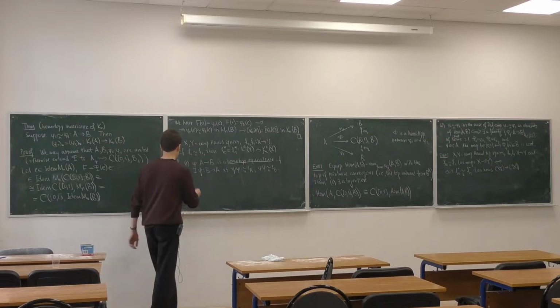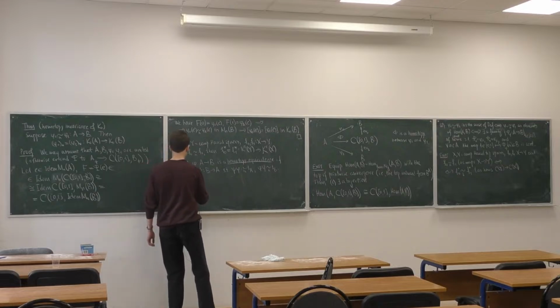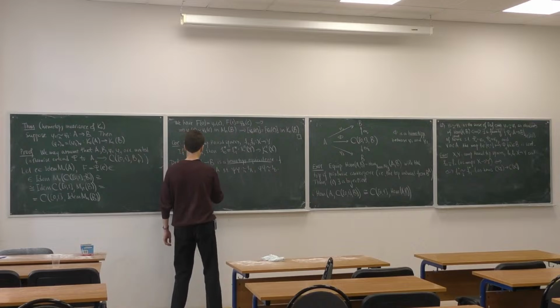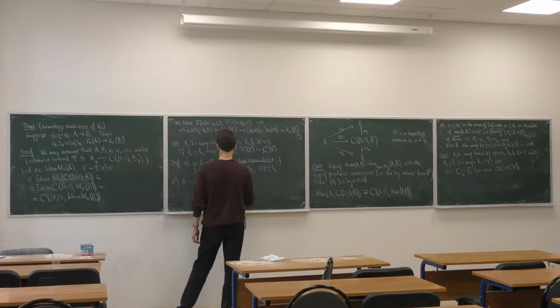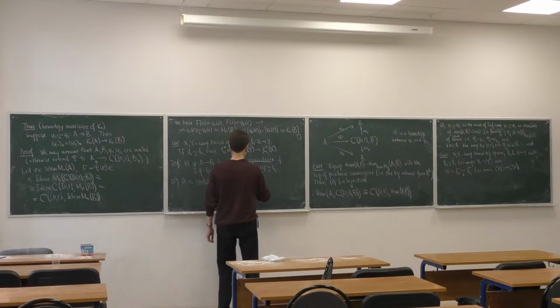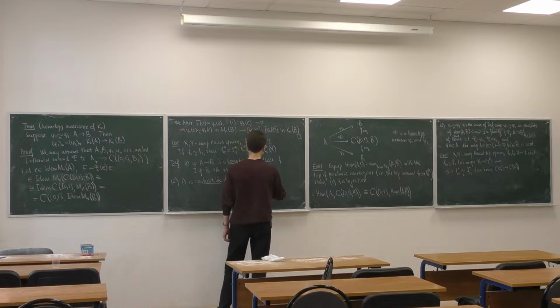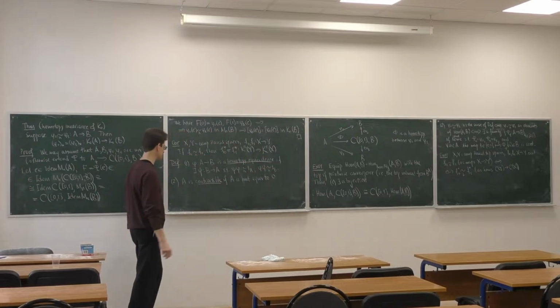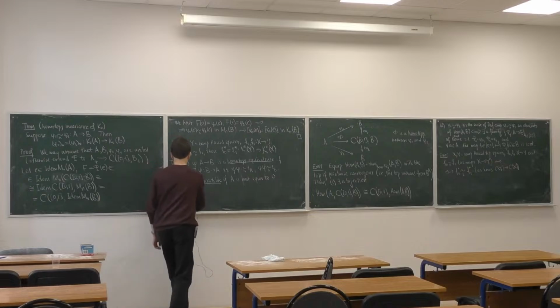And we say that Banach algebra A is contractible if it is homotopy equivalent to the zero algebra. More explicitly, this means that the identity map of A is homotopic to the zero map of A.